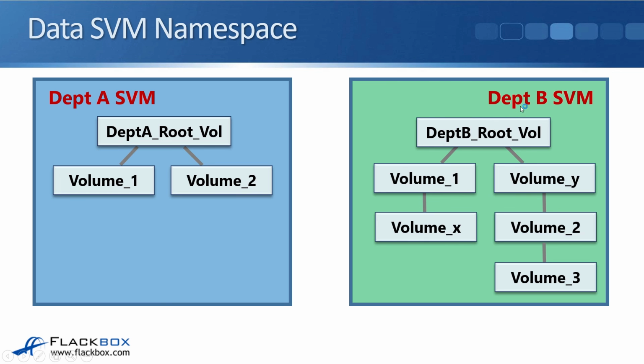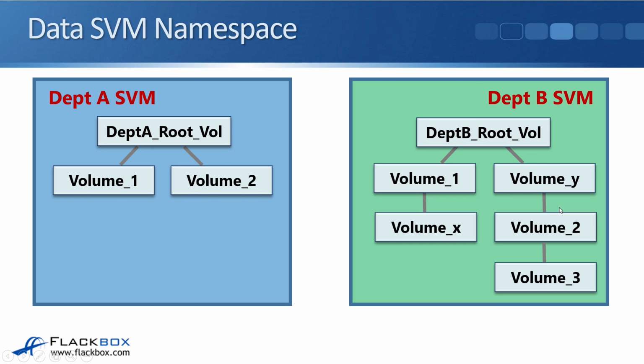And then we have the department B SVM that appears as a separate storage system. It's being used by a different department. Obviously, it's going to have a different directory structure. For its namespace, we've got the department B root volume at the top. Under there, we've got volume 1. Volume X is mounted under volume 1, and then we've got volume Y mounted under the root volume, volume 2 under there, and volume 3 under there. And notice that all volumes do have junction paths which eventually lead back to the root volume. That's required for the volumes to be accessible.